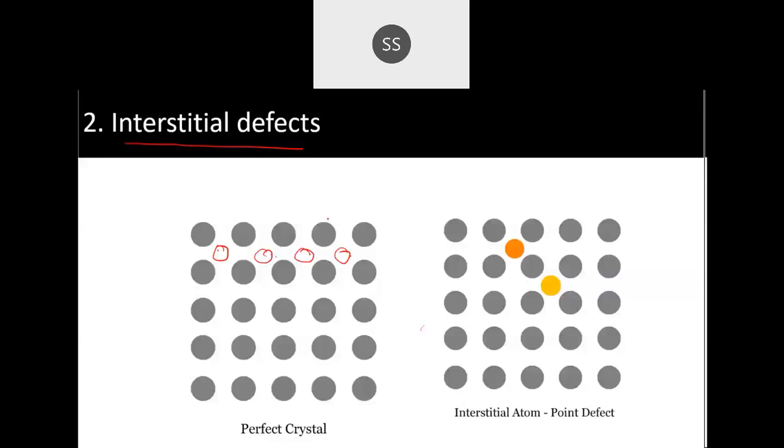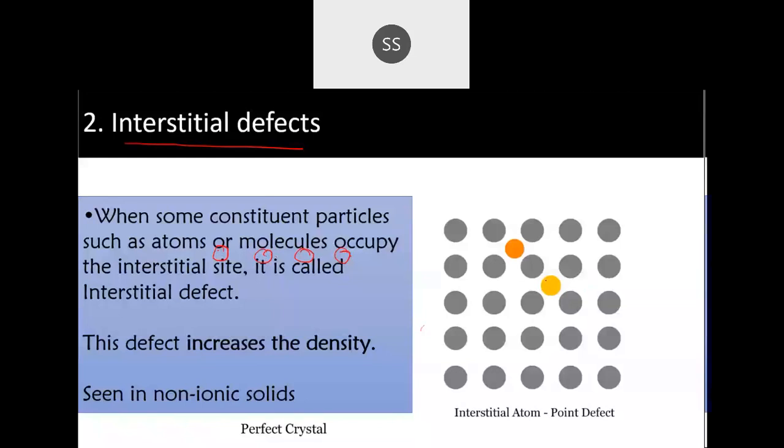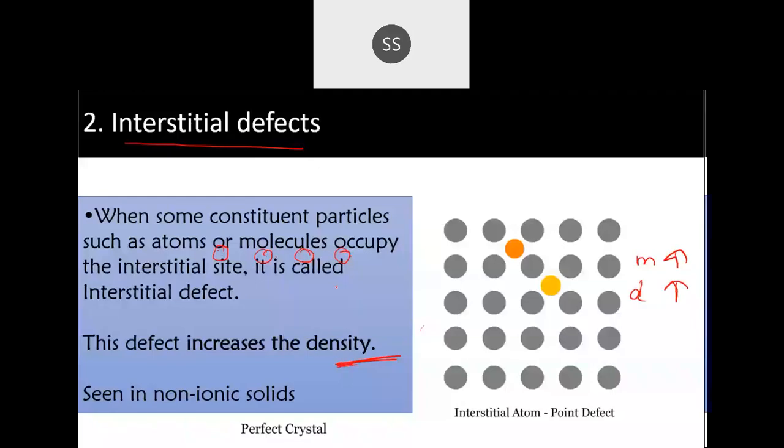Now what happens to the density? You can understand that when new atoms have come, automatically new mass has been added to the crystal. So when mass has increased, density of that particular crystal also will increase. So you find there is increase in the density when you talk about interstitial defect. Okay, so that was all about interstitial.